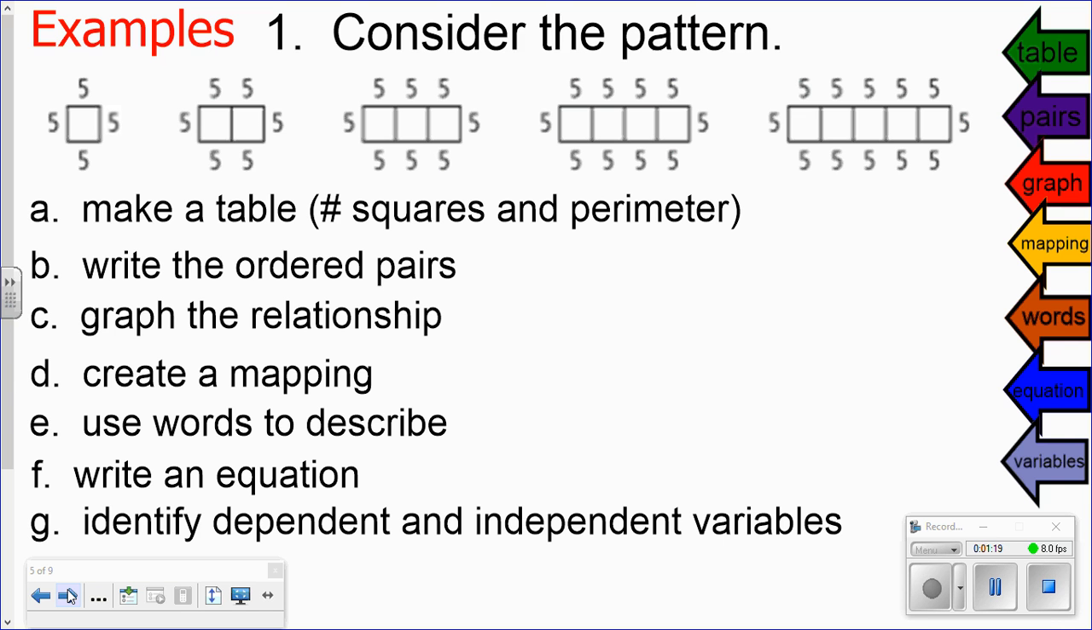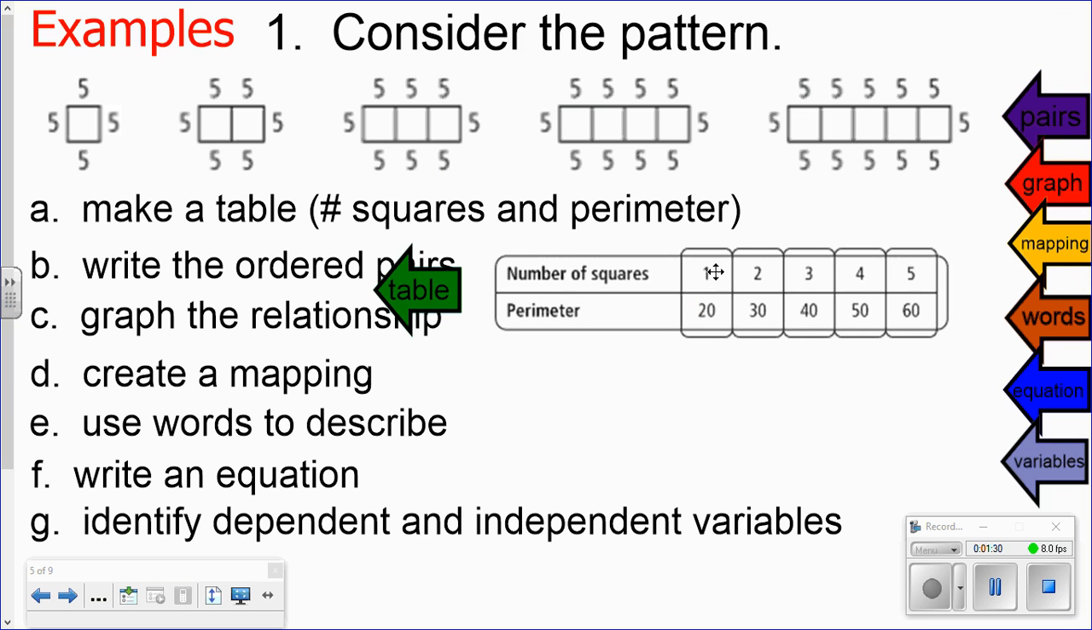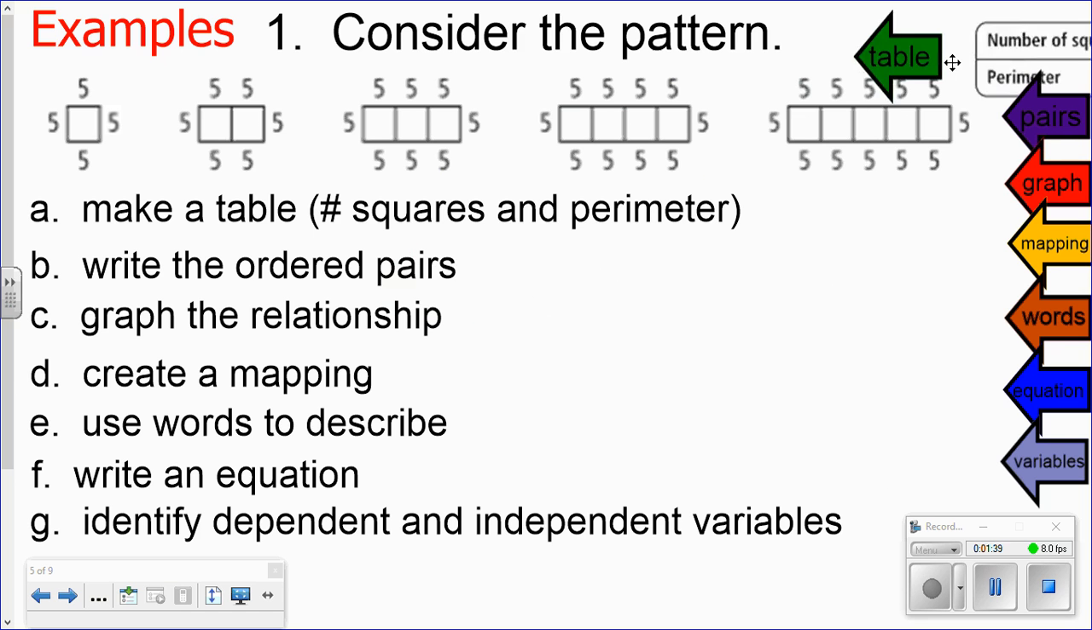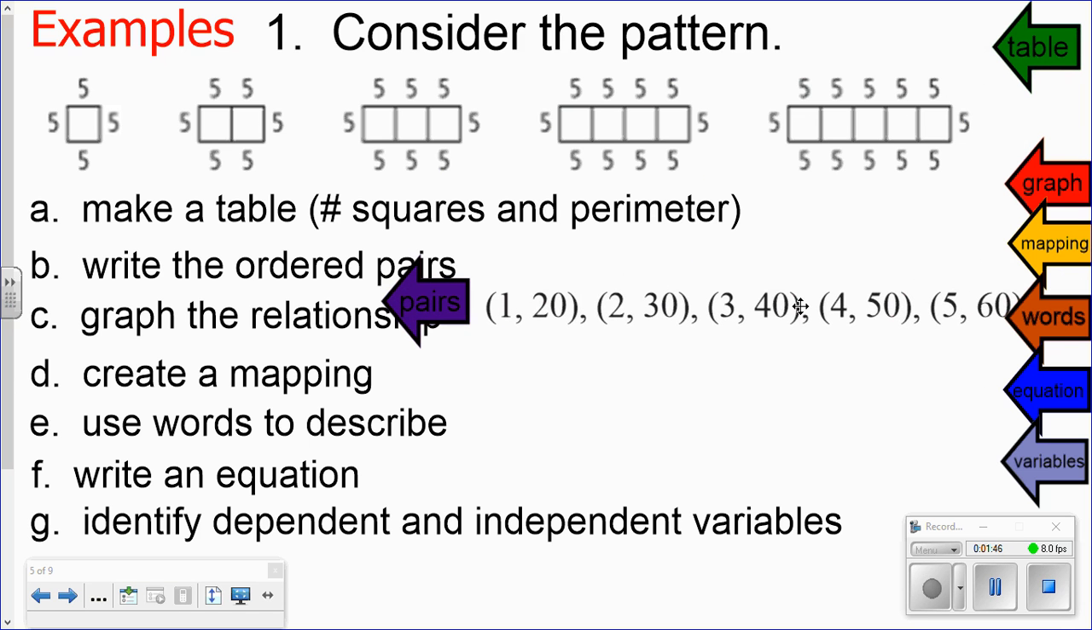So some examples. Say you have this pattern of these figures, and we're going to make a table with this information. So the table would look something like this. The number of squares, 1 square, the perimeter is 20, 2 squares, the perimeter is 30, 3 squares, the perimeter is 40, and so on. If we wrote that same relationship as ordered pairs, the ordered pairs would be 1 and 20, 2 and 30, 3 and 40, 4 and 50, and 5 and 60.